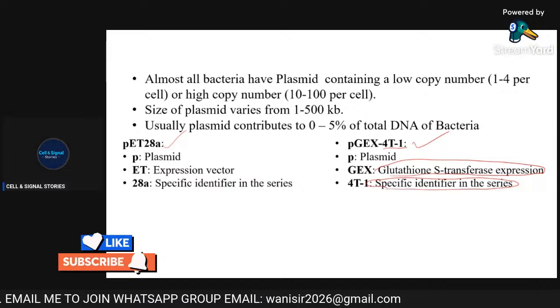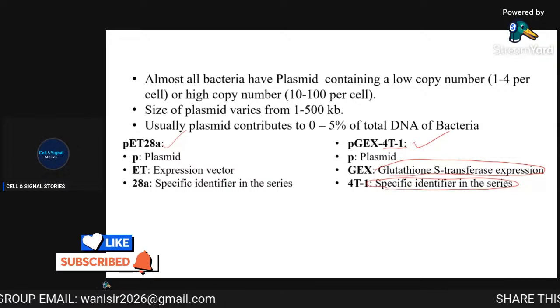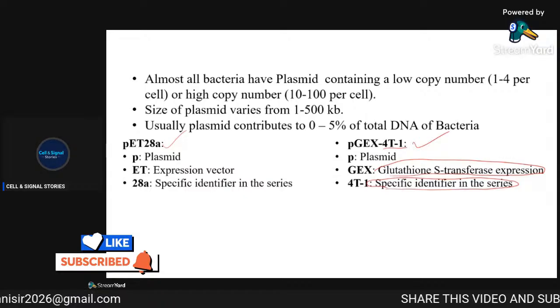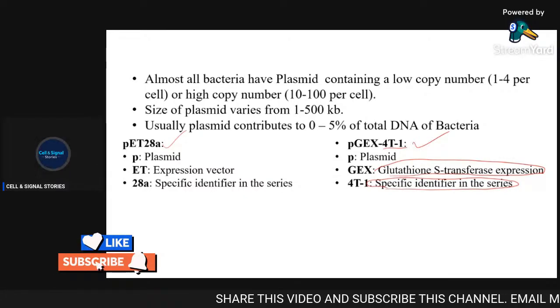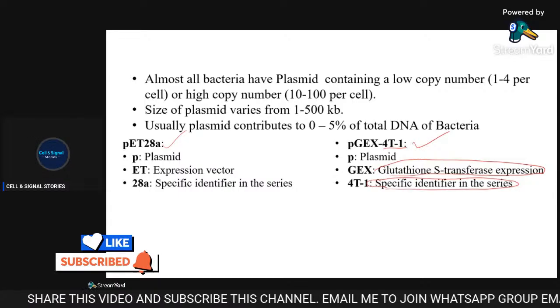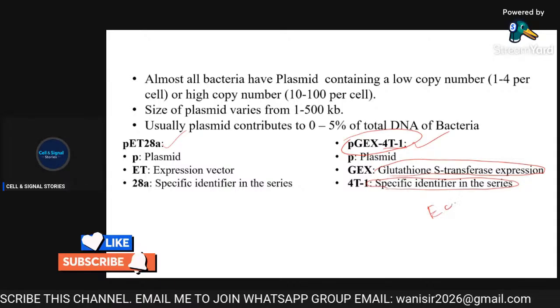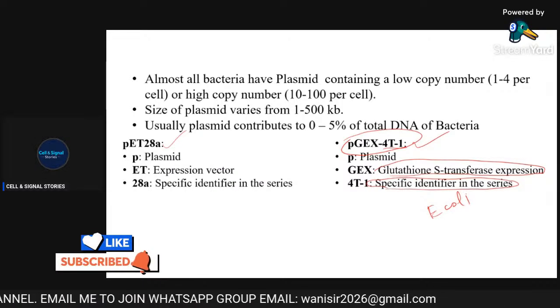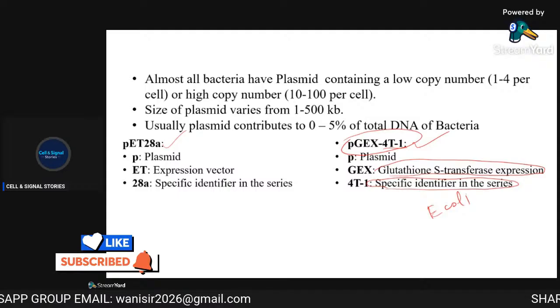What is this pET? They are expression vectors. If you want to get proteins in a purified form, then we use pET28a. And why? They have a different type of host cell. That's why you will not use these vectors with E. coli as a host cell. So we have a different host cell, that is the BL21 host cell there.